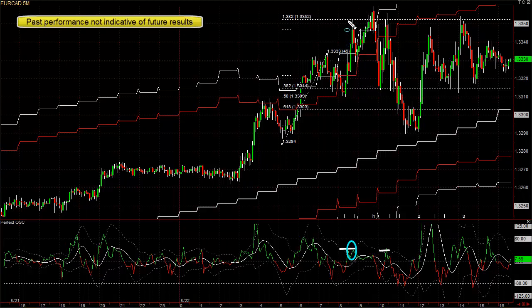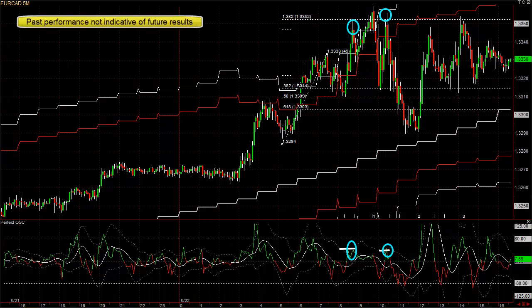Notice this right here. Right here, what did it do? Reversed. This one right here, what did it do? Reversed. The majority of the time, price does not stay outside of the Bollinger Bands on this. So these are many ways to trade.